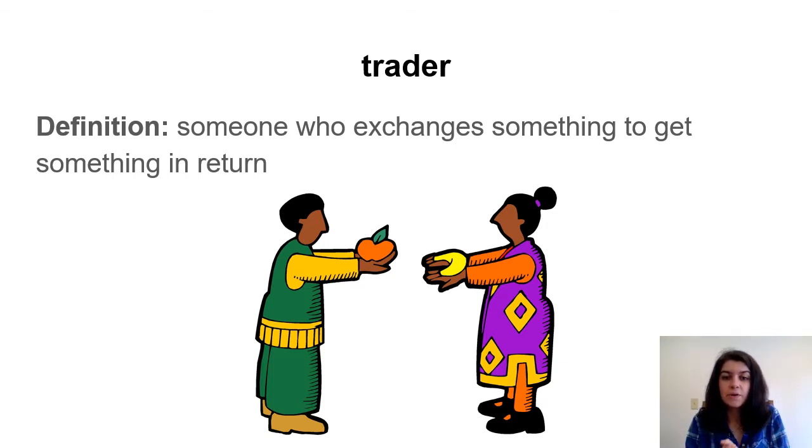A trader is someone who exchanges something to get something in return. So for example, in this picture, the one person on the left is trading an orange for the banana on the right. They're making a trade, exchanging one thing for another.